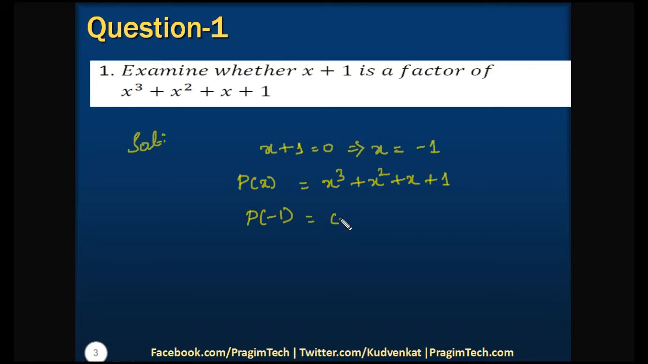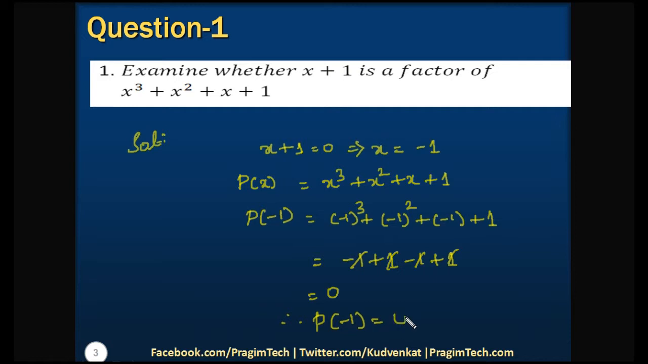So which is minus 1 cube plus minus 1 square plus minus 1 plus 1. So this will be minus 1 cube is minus 1, this is plus 1. Here minus 1 and plus 1, so here we can cancel out minus 1 plus 1, minus 1 and plus 1. So that is equal to 0. Therefore, p of minus 1 is equal to 0. According to factor theorem statement, we can say that x plus 1 is a factor for the given polynomial. Right? Let's move on to the next question.